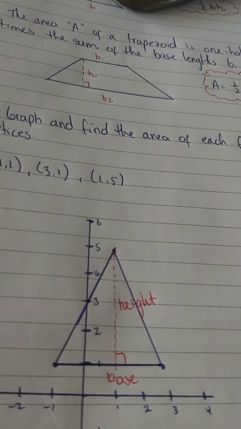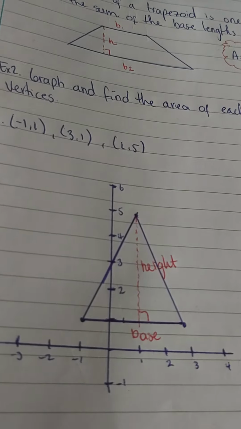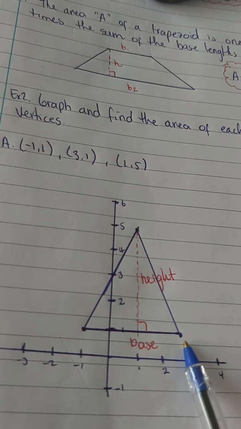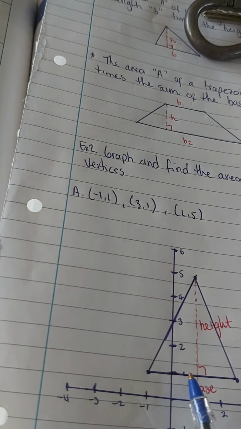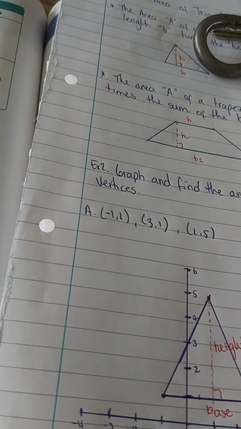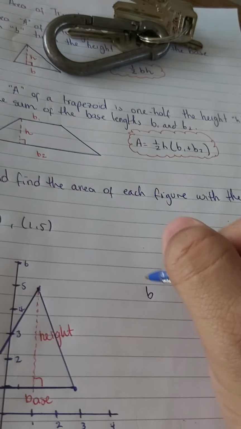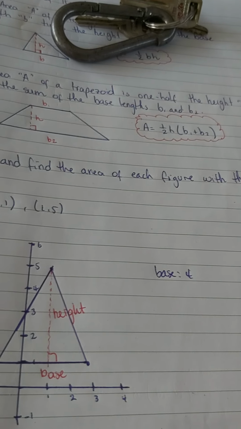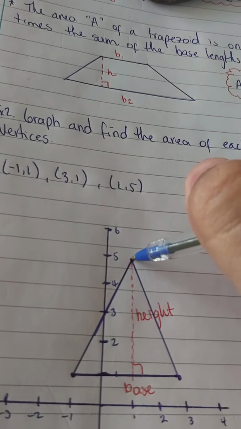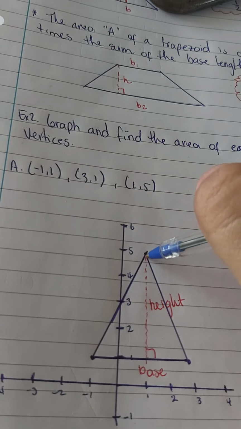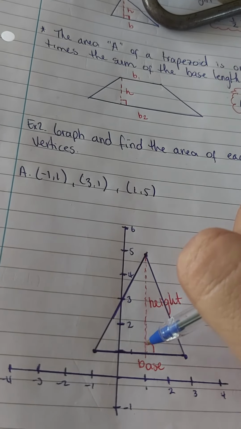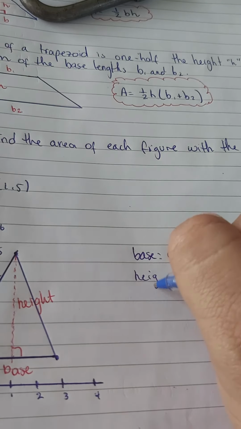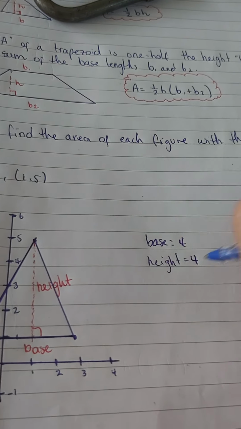Okay, so what will be the length of the base? The base goes from -1 to 3. So that means 1, 2, 3, 4. The base length is equal to 4. Now the height, it goes from 5 to 1. So that means 1, 2, 3, 4. Height equals 4 units.